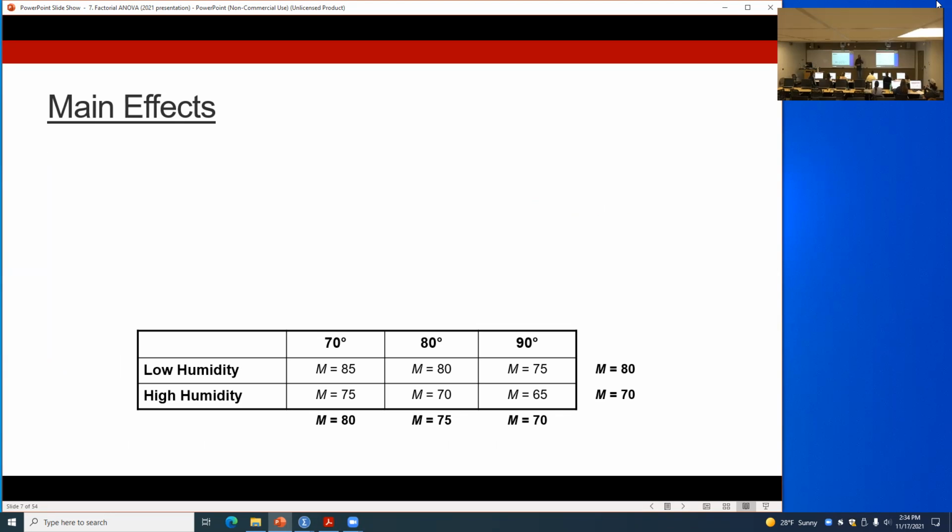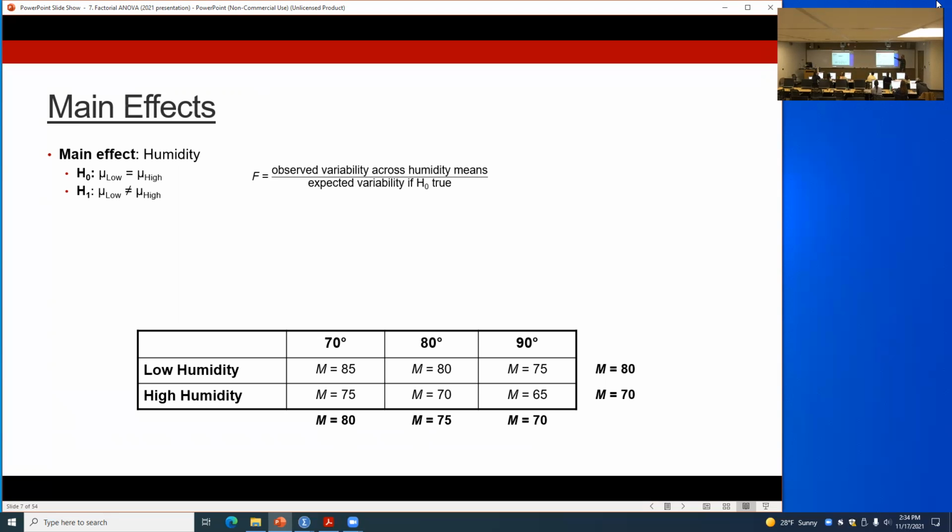Okay, so main effects. You can look at the main effect of humidity. My hypotheses here, comparing low versus high: our null hypothesis here is that performance for low is equal to performance for high, right? Here, this row effect, our F statistic, we're going to look at the variability over the expected variability of, okay.